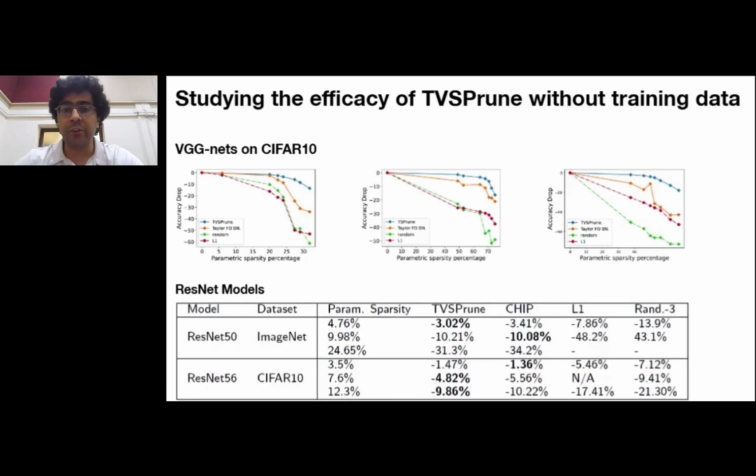Next, how well does TVSPrune, our distributional pruning algorithm, work in practice? We observe that on VGG nets trained on CIFAR-10, we can obtain easily more than 50% sparsity with a less than 4% drop of accuracy without requiring any fine-tuning, and outperform several baselines. Furthermore, on ResNet models, we see that TVSPrune outperforms L1 and weight-based scores significantly, with over 30% more sparsity compared to those, and more importantly, is competitive with current state-of-the-art methods such as CHIP.